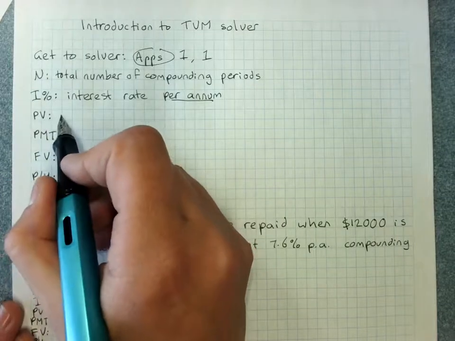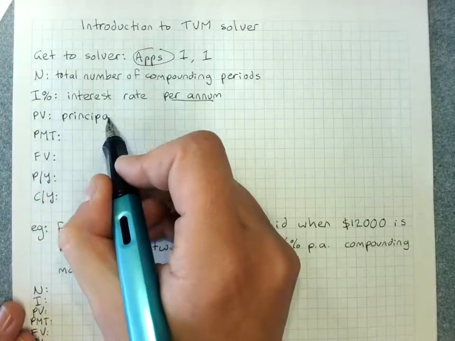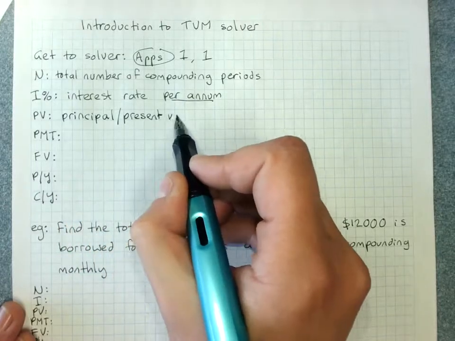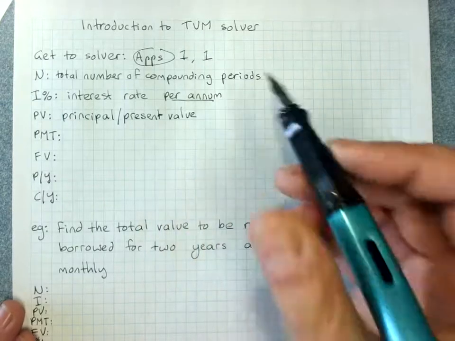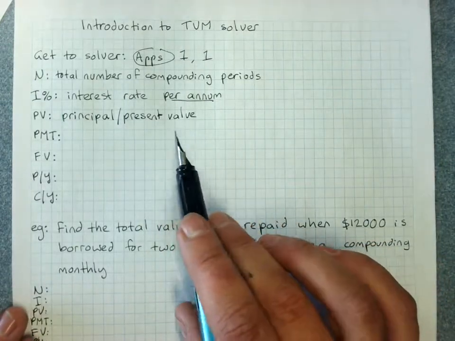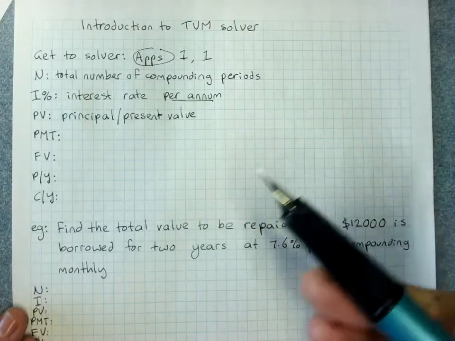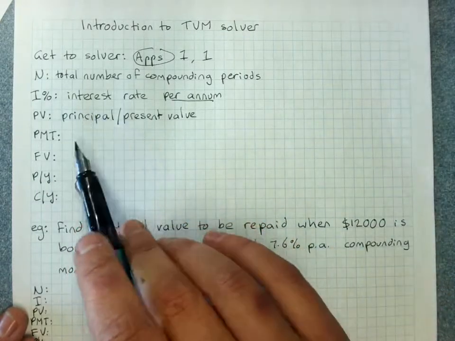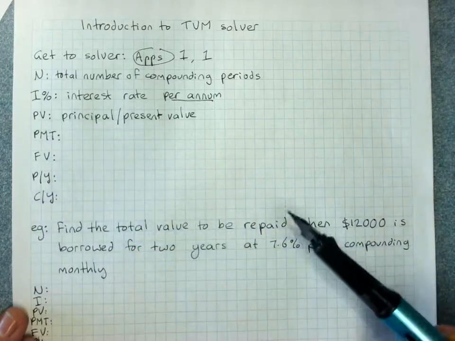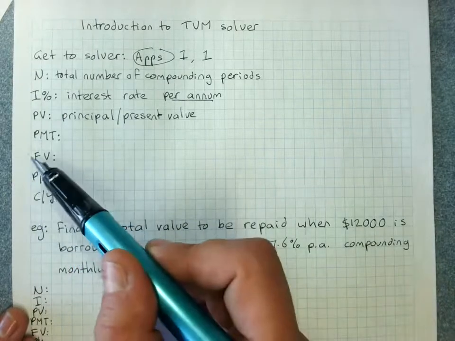PV is the present value, which is often the principal at the start of the loan. Now we have to come back to talking about the present value, because we do think of it differently when it's a loan or an investment, and we'll do that shortly. But at the start of the problem, what's the present value? So here, it's 12,000. We're borrowing it at the start.